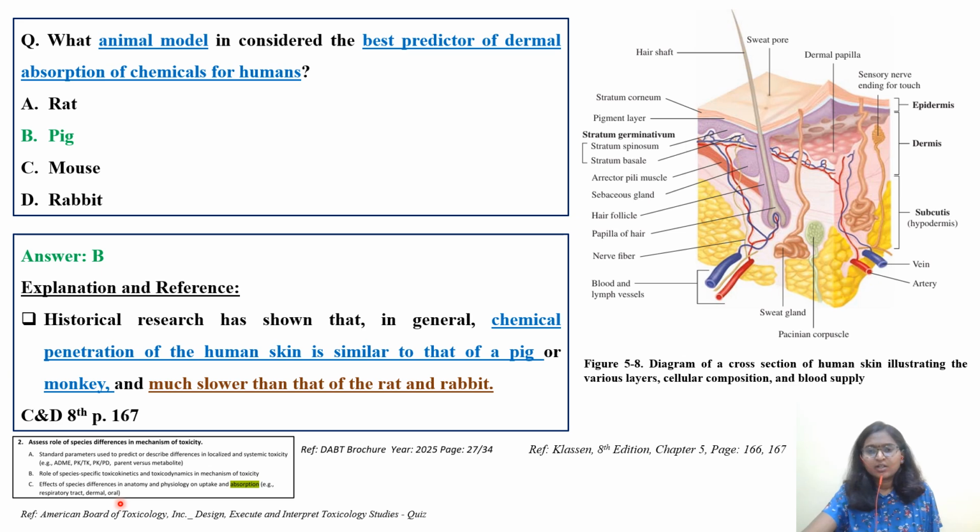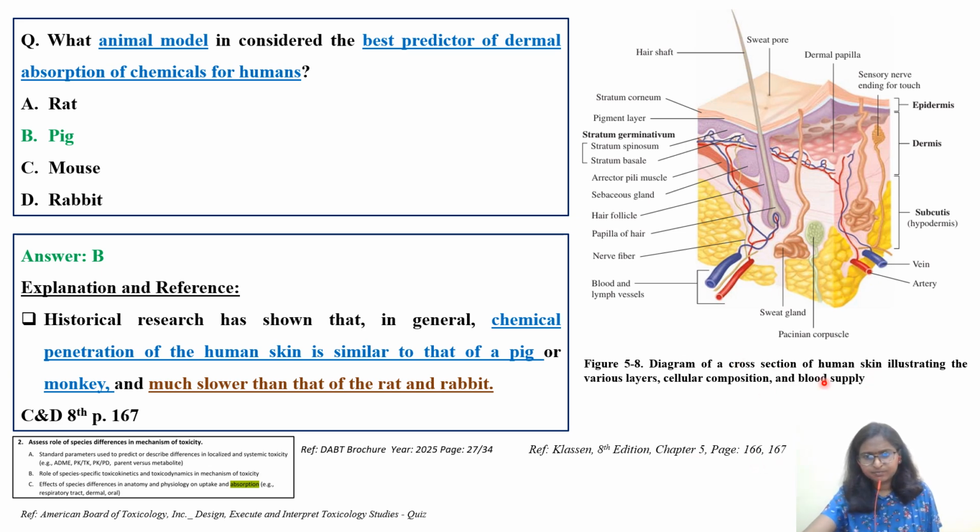Generally, when we go through a certain question, we try to learn all the concepts related to it, with the help of Casarett and Doull or other toxicology texts as well as guidelines. So first let us understand the cross section of human skin. For this, please go to Casarett and Doull 8th edition, chapter 5, pages 166 and 167.